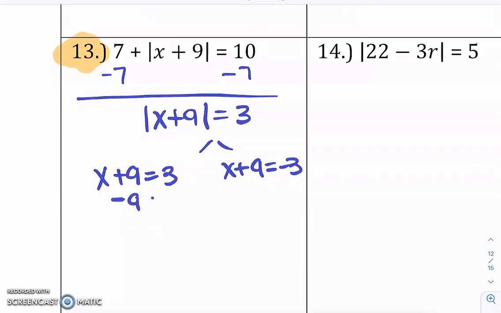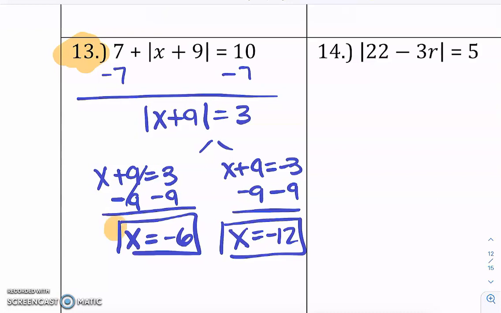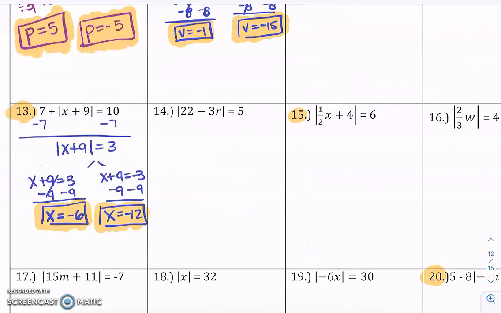Solve them both. So we've got plus 9, subtract that over. First answer is negative 6. Minus 9, minus 9. Second answer, negative 12. Okay, 15. You just have to check.